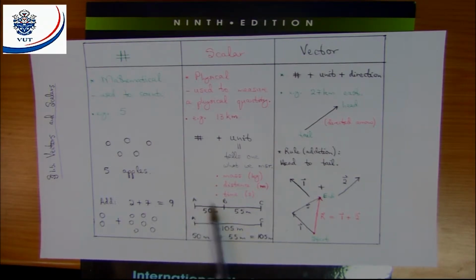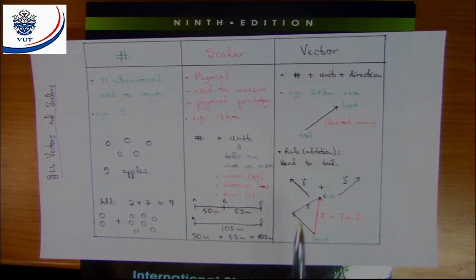So if you started off and you walked 50 meters, met a friend, and then walked with your friend to school for another 55 meters, then the total distance that you walked from A to C is actually the distance from A to B plus the distance from B to C. So we just add the numbers 50 and 55. The unit is just there to tell us what we are talking about. So the total in that case would be 105 meters.